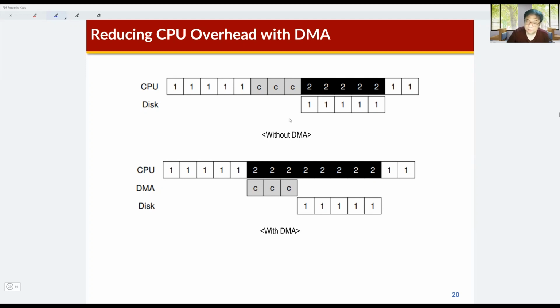If DMA is not used, then the data transfers are controlled by the CPU, and these CPU resources are wasted during this data transfer period. But if DMA is used, then the data transfers are controlled by dedicated hardware and a dedicated protocol. Then during this data transfer, we can use the CPU resources for different tasks.